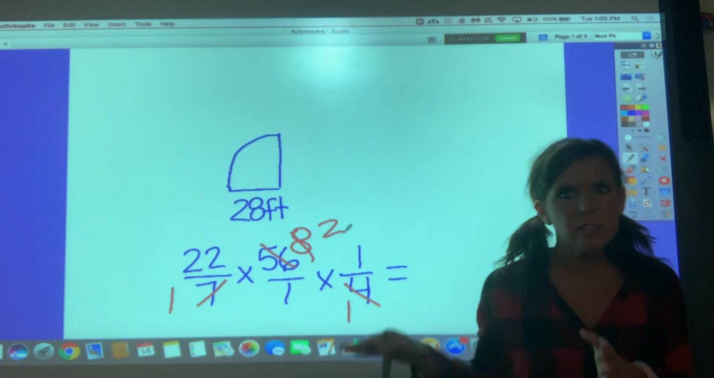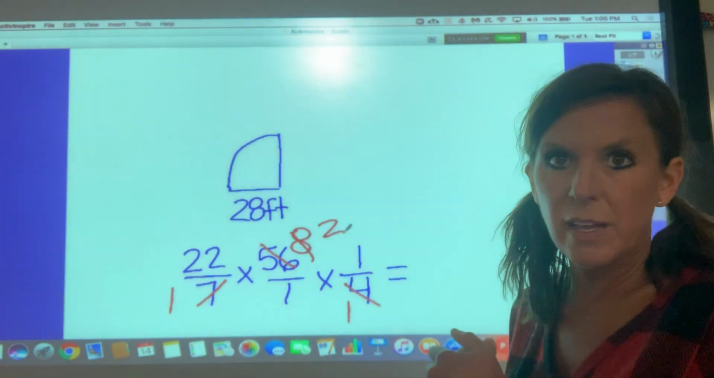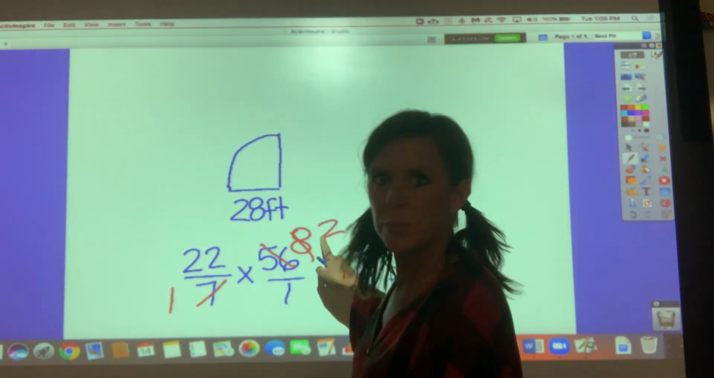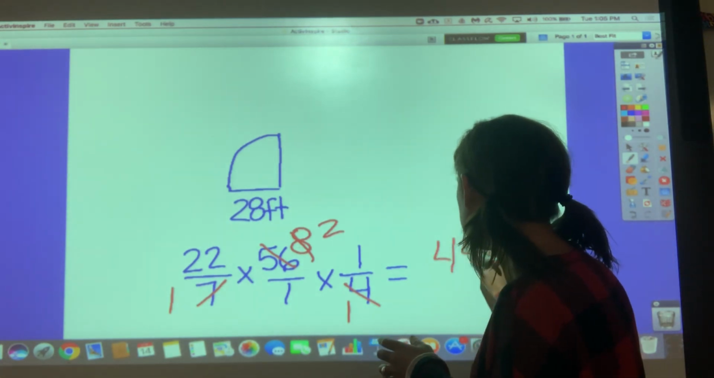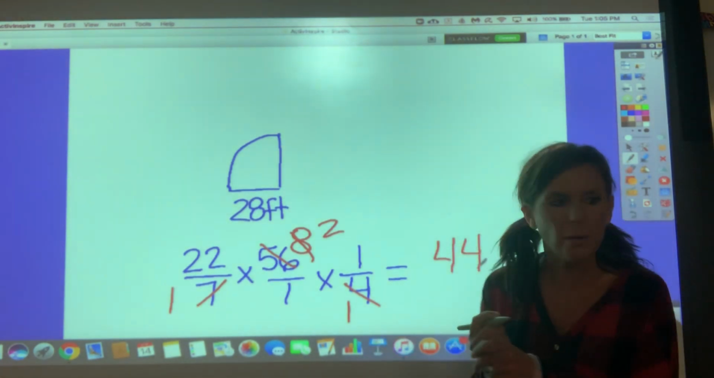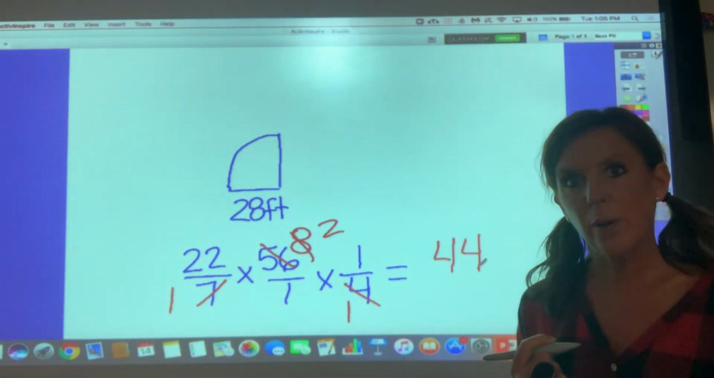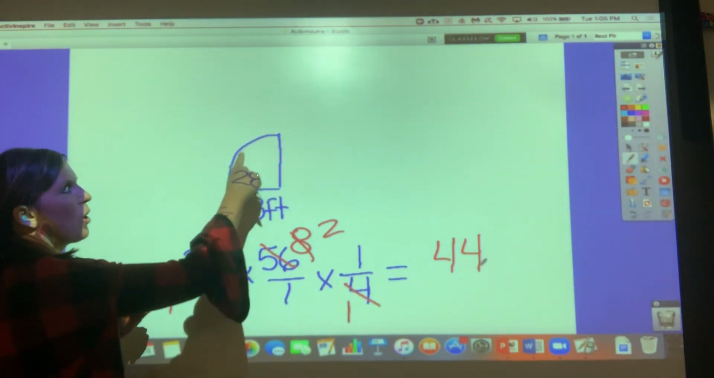Okay, so by canceling everything we could cancel, look at all we have left. All we have left is 22 times 2, which we know is 44. So again, the circumference formula, remember, only gives you the curved part. So all this gave us was this right here. It gave us the curved part.